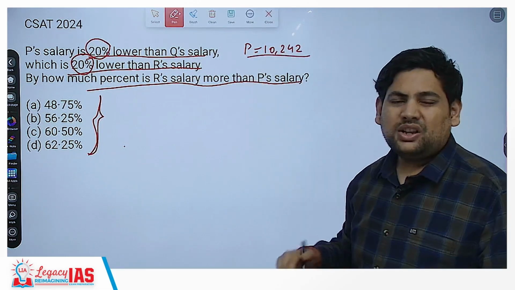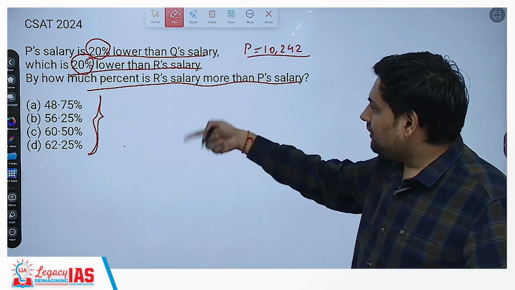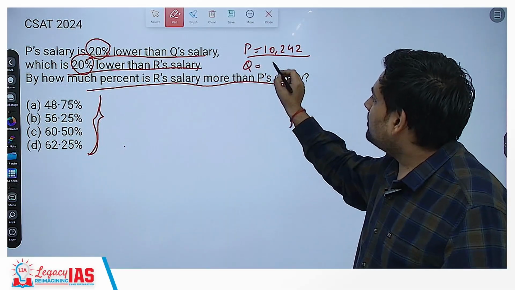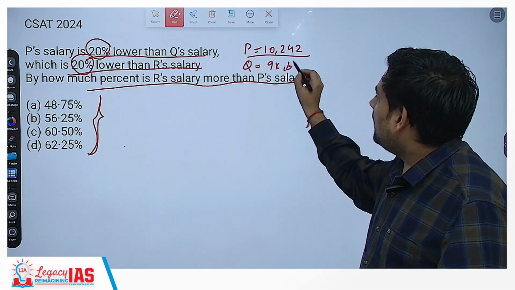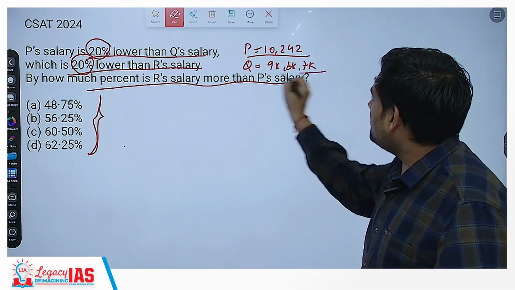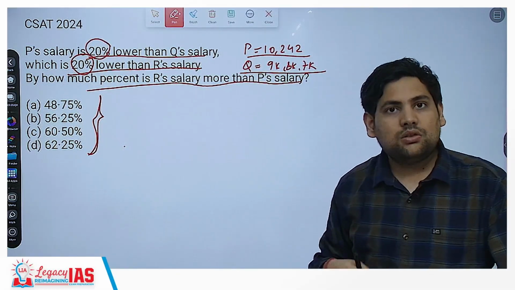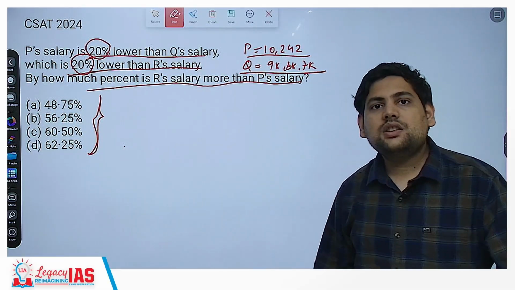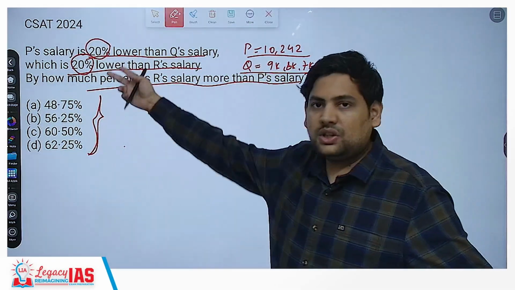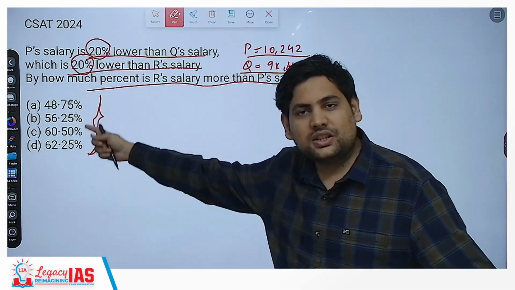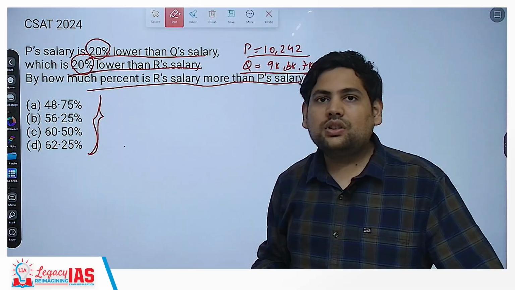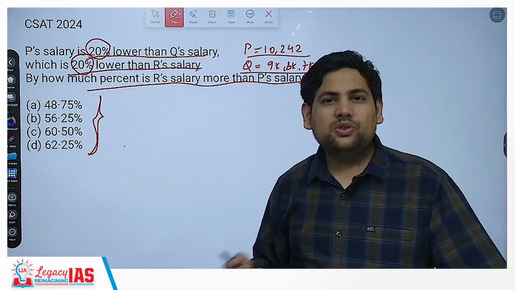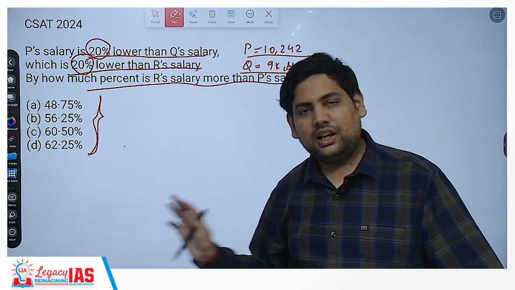10,242. If something like this is given and then you are asked, let's say, the salary of Q, and the options are 9,000, 8,000, 7,000, this is a question based on whole numbers. There you will have to calculate properly. But if the question gives you data in percentage and also asks only in percentage, you don't need any kind of data. You can assume it to be any number. Usually we assume it to be 100.